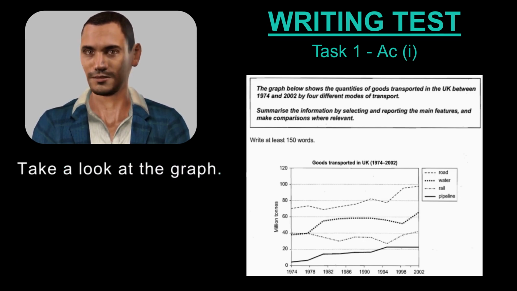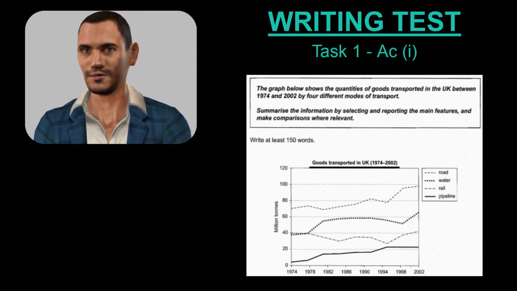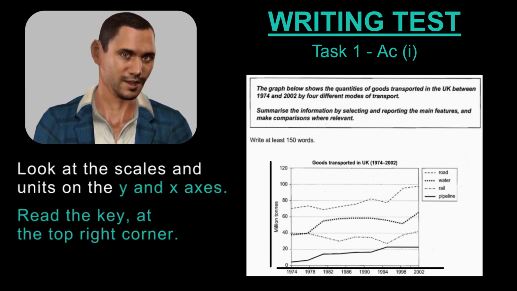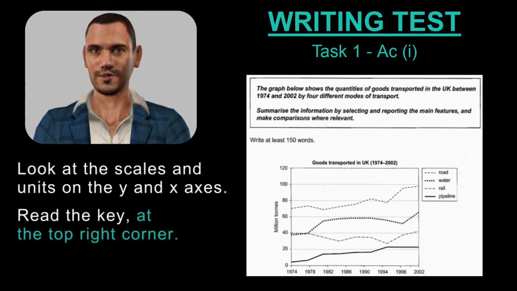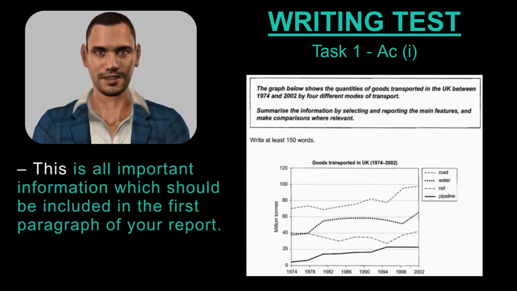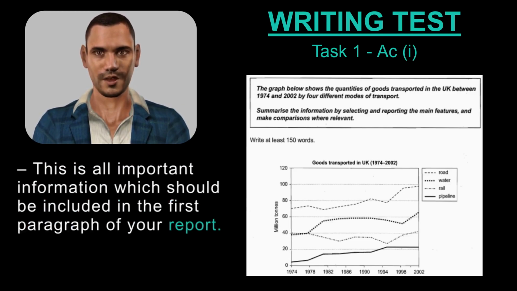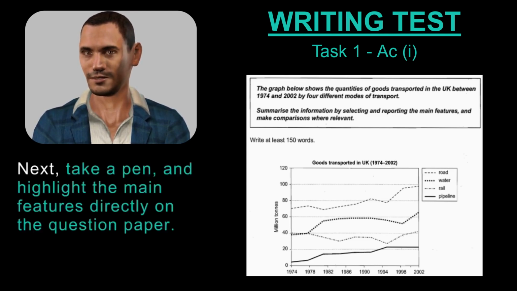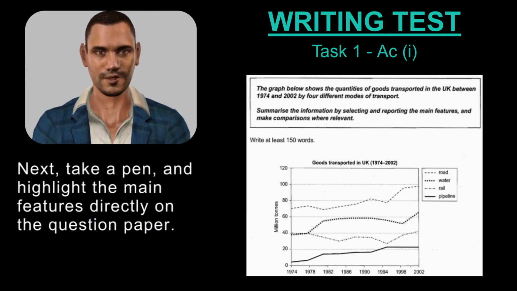Take a look at the graph. Read the title. Look at the scales and units on the Y and X axes. Read the key at the top right corner. This is all important information, which should be included in the first paragraph of your report. Next, take a pen and highlight the main features directly on the question paper.